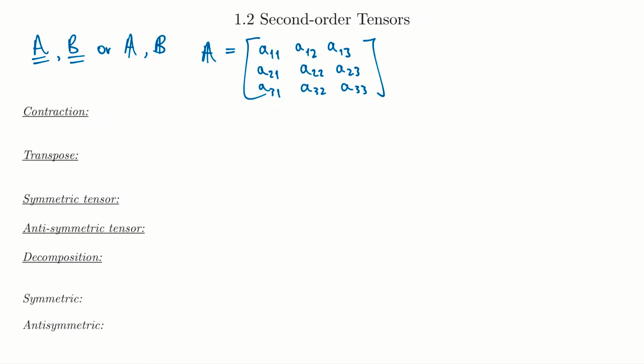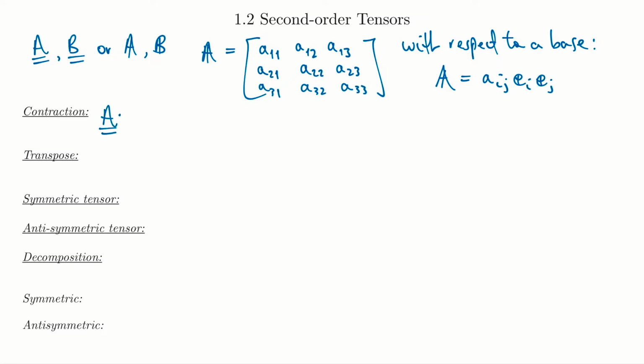Okay, so we have the two indices, and with respect to a base, we would write it like this. Okay, now we can apply a contraction. And so we'll look at what that is in index notation, where we can reduce the tensor rank. So in vector notation, we'd write it like that, but it's more clear to see that played out in index notation.